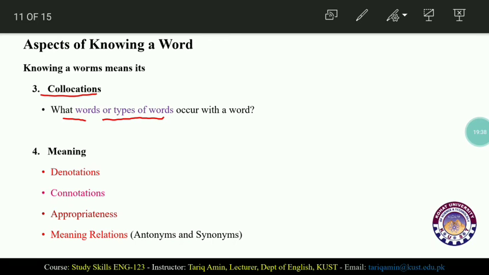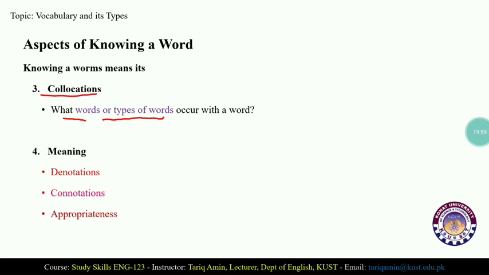So in sum, when you say that I know a word, it has got different aspects. Knowing a word means that you know its form. When you say that I know its form, you mean that you know its spelling and you know its pronunciation. And knowing a word also means that you know its grammar. You know where to use the word, you know its use in different sentences. You know the structure of the word.